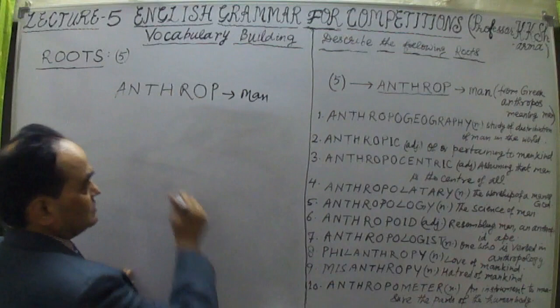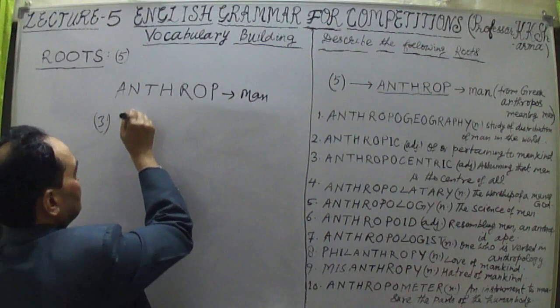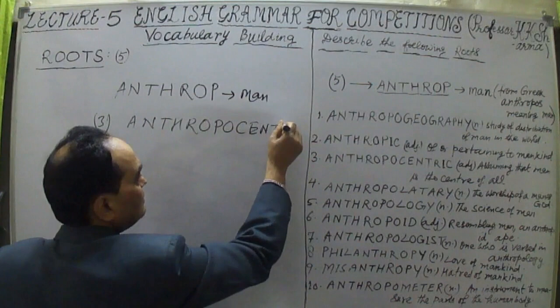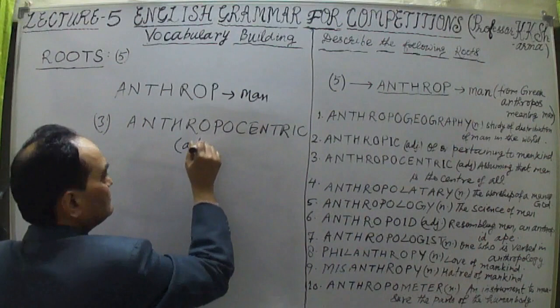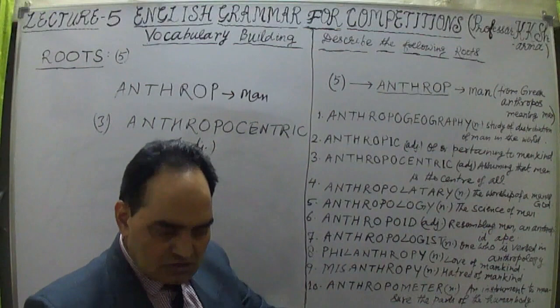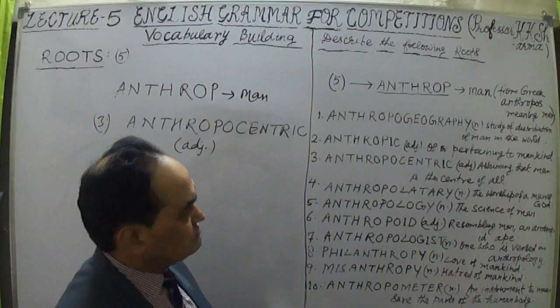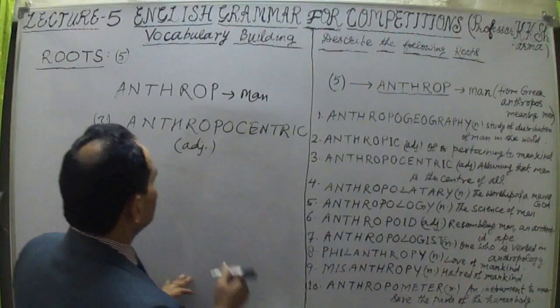The third word is anthropocentric, C-E-N-T-R-I-C. Naturally an adjective. Here the center is man, humankind. When we are studying anything keeping man in the center, that is anthropocentric. Pertaining to mankind, and assuming that man is the center of all.